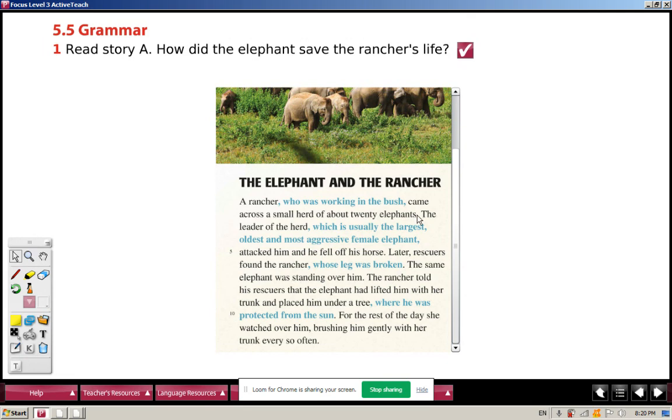Take, for example, the sentence from story A. The leader of the herd, which is usually the largest, oldest, and most aggressive female elephant, attacked him and he fell off his horse. As you can see, in this sentence, we are talking about the leader of the herd of elephants, and the information in the non-defining relative clause tells us something more about the leader. If the non-defining relative clause were removed, the sentence would still be grammatically correct, and the meaning would not have changed, although we would have fewer details.